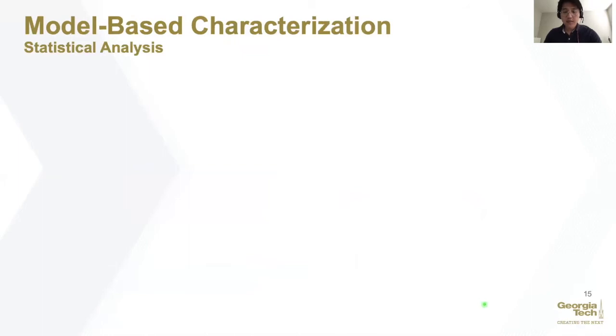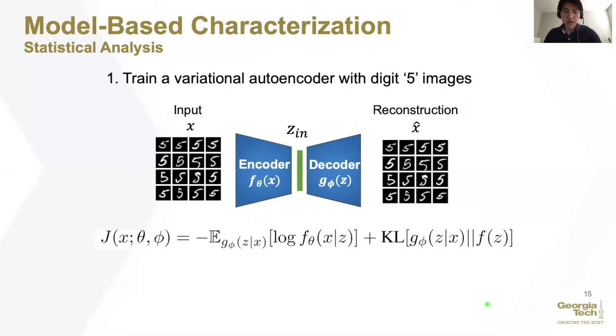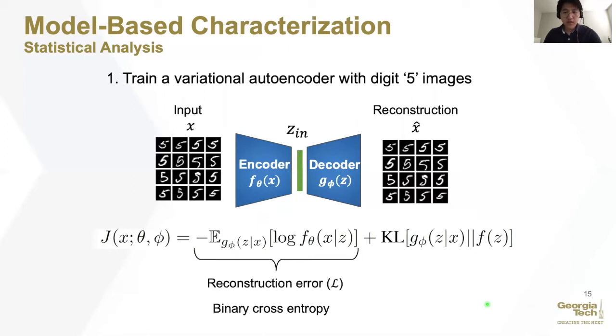Now we will explain statistical analysis for highlighting the advantages of model-based novelty characterization. We first train a variational autoencoder using digit 5 images from the MNIST dataset. The loss function for training is given as follows. The first term is the reconstruction error computed using binary cross entropy, and the second term is the latent loss formulated as KL divergence.